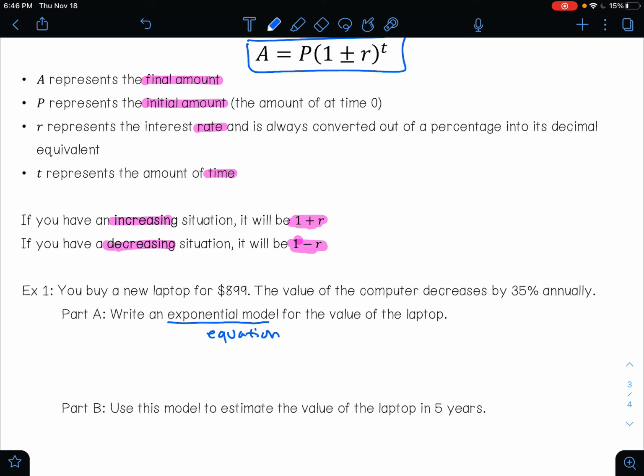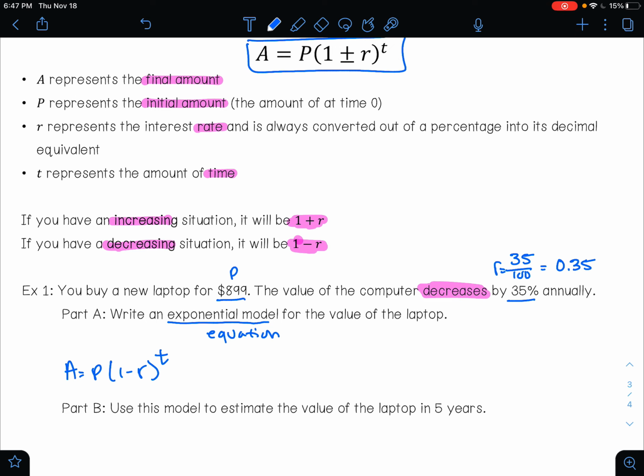So our laptop is $899. This is my initial amount, so that's P. And it's 35%. That's my rate. We always need to convert our percentages out of a percentage, and to do that, you divide by 100. So my R value is 0.35. So I'm going to use this equation right here. What we need to figure out is if this is an increasing situation or a decreasing situation. Well, they tell us in the problem that it's decreasing. So I'm going to be using the equation A equals P times 1 minus R to the power of T.